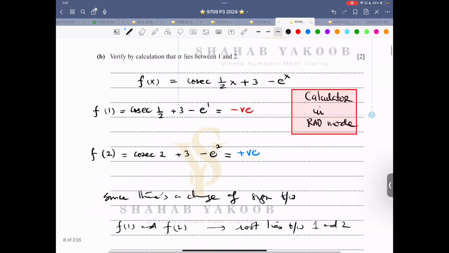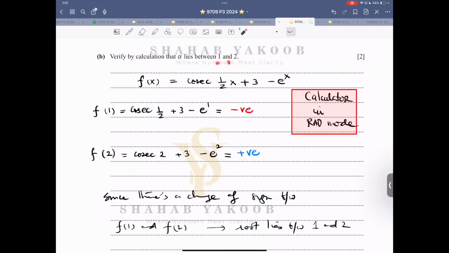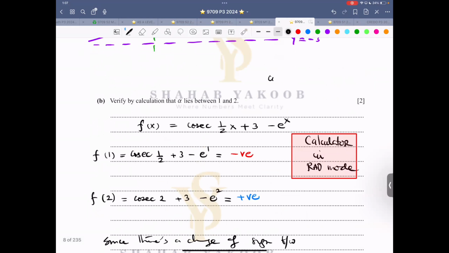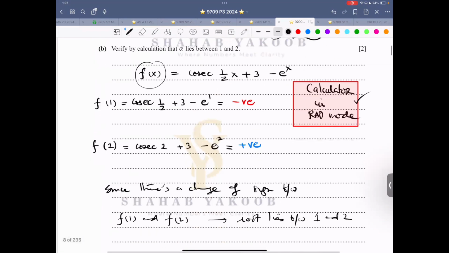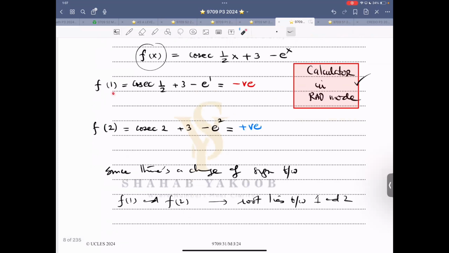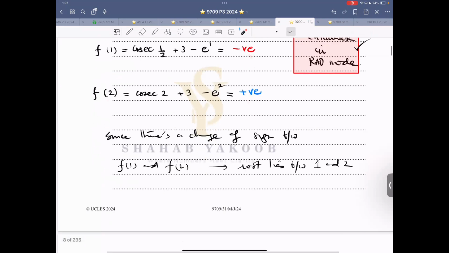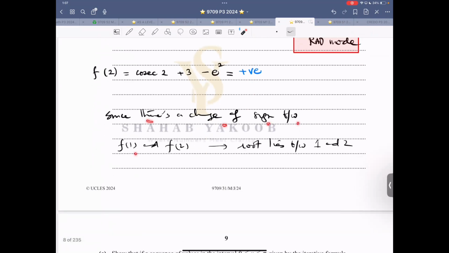Now it says verify by calculation that the root lies between 1 and 2. For that, make sure all the terms are on one side. Right hand side should be 0. So basically, I should write an extra step over here: cosec half x plus 3 minus e^x equals to 0. And then this is written as f(x). Make sure calculator is in the radian mode. Plug in the value of 1. This is coming out to be negative. Plug in the value of 2. This is coming out to be positive. Since there is a change of sign between f(1) and f(2), therefore root lies between 1 and 2.